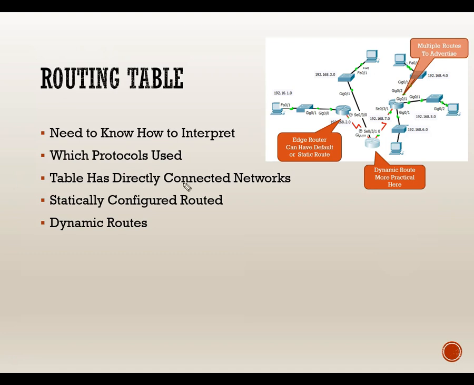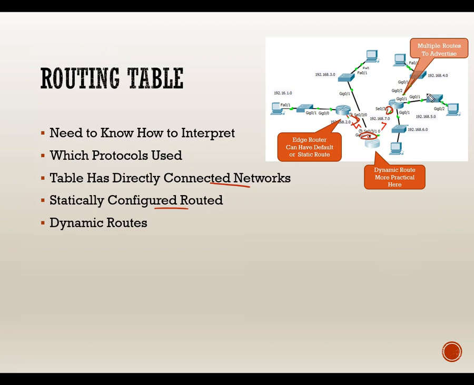The table has directly connected networks, statically configured routes, as well as dynamic routes. So in this topology, there are multiple routers to advertise on this one. When we connect these things together, the edge router can have a static route because there's only one place to go. It can have a default route, and that's going to be the only static route that it needs. It can only go one place, and that's to this next router. Same could be said of this guy. It only goes to one destination.